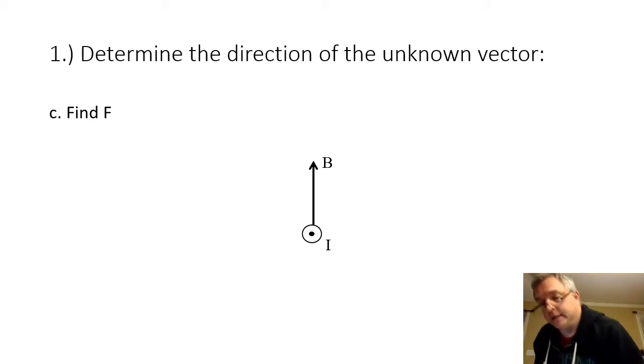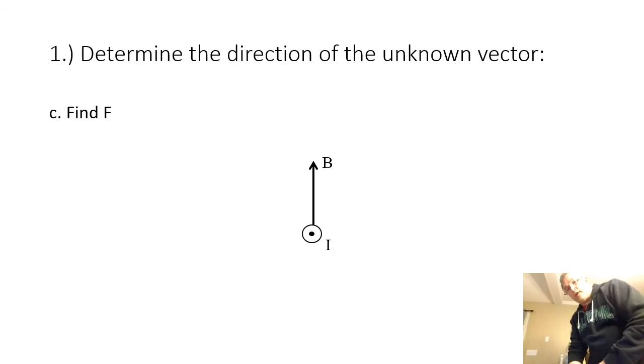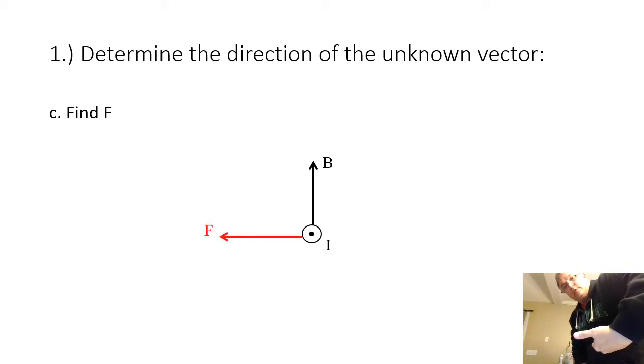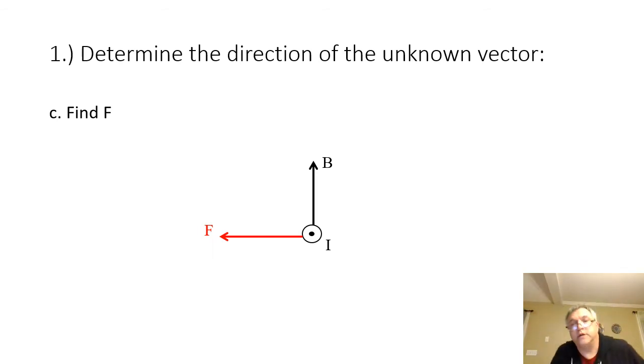So again, I need to stand up for this. But if I want to orient my fingers so they're pointing away from the screen, so here are my fingers down here, they're going to point away from the screen. My palm is facing upward. My thumb is the direction of the force, and that is going in the negative x direction or to the left. So my force is going to the left or the negative x direction.